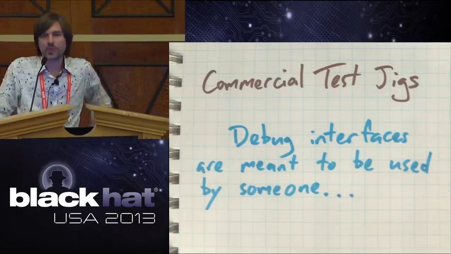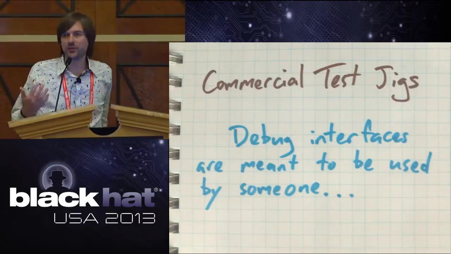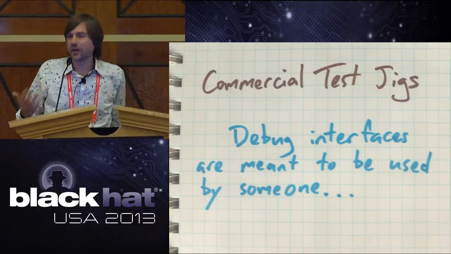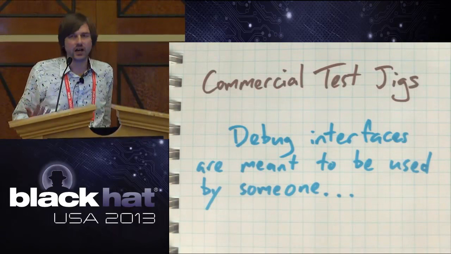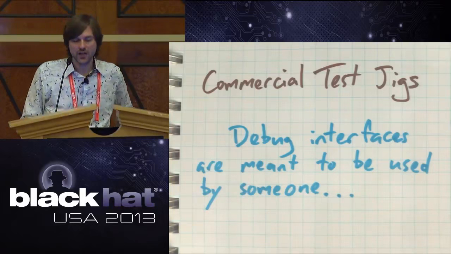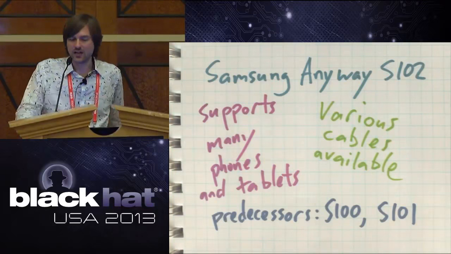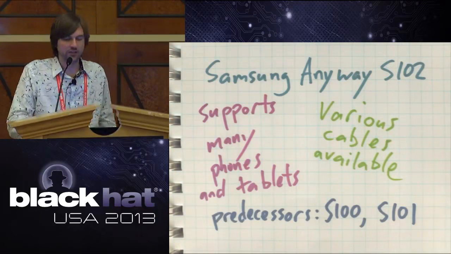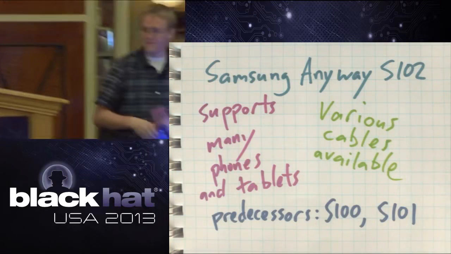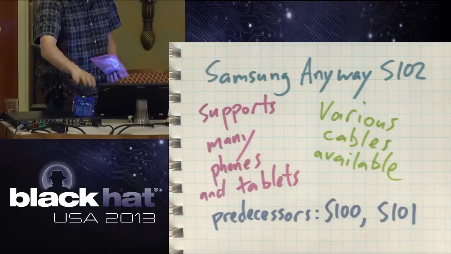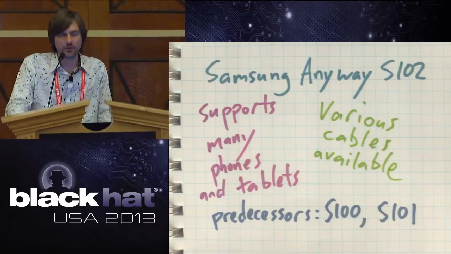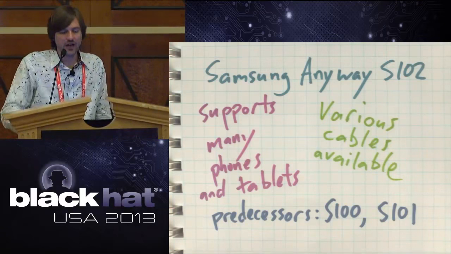All right. So all of these debug interfaces were put there by somebody intentionally. They're intended to be used by somebody. And you can actually find commercial test jigs that are designed to provide connectivity to some of these interfaces. For example, the Samsung Anyway S102 is one that we have up here. It's this blue box, and it supports a whole bunch of Samsung phones and tablets. I mean, going back to a lot of non-smartphones, feature phones, all the newer smartphones and tablets from Samsung are supported on this device.